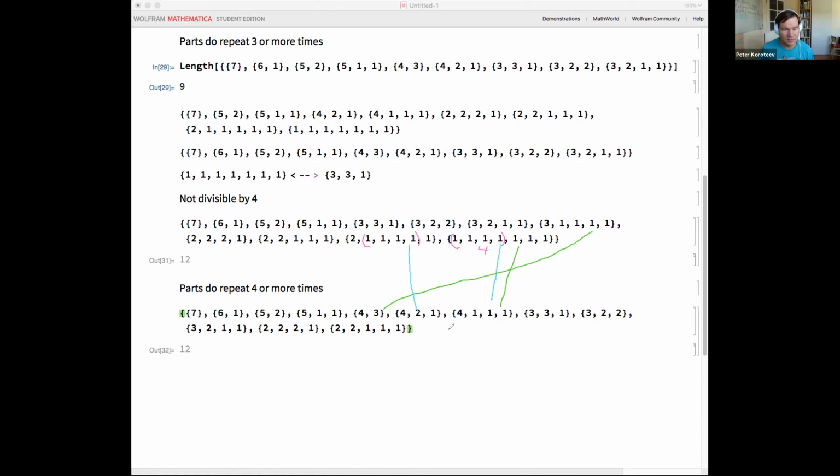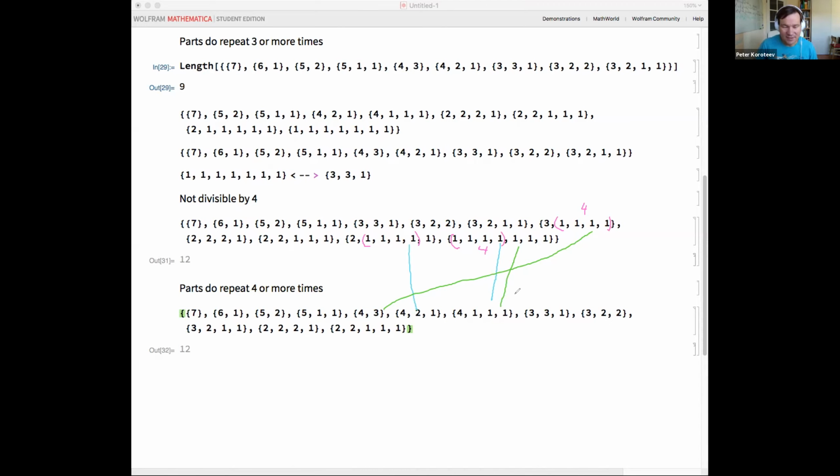Then there's a bunch of partitions which you cannot do anything about. It looks like the rest are because of this one. So here you can also do 4. Yes, there are 4 ones, and that's it. The others just go to themselves. So 7 goes to 7, 6, 1 goes to 6, 1, 5, 2 goes to 5, 2, 5, 1, 1, 3, 3, 1, 3, 2, 2. All of those partitions are presented in both lists. Yeah, that's exactly right. So you see, there are only 3 non-trivial correspondences here.